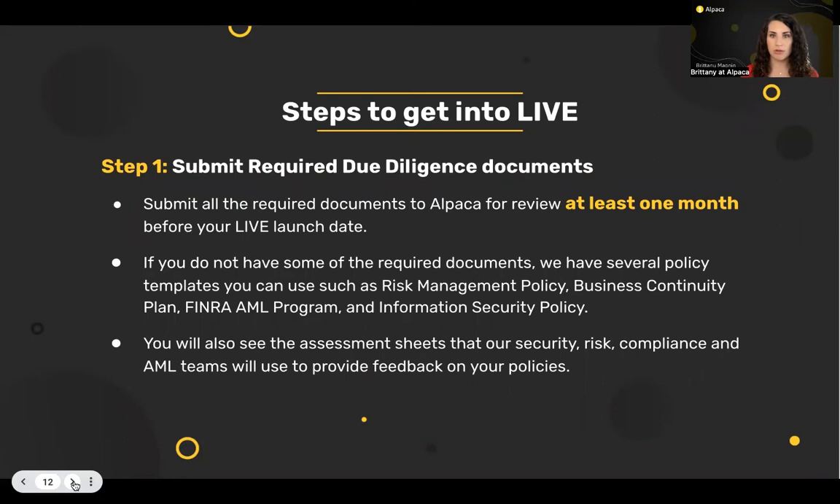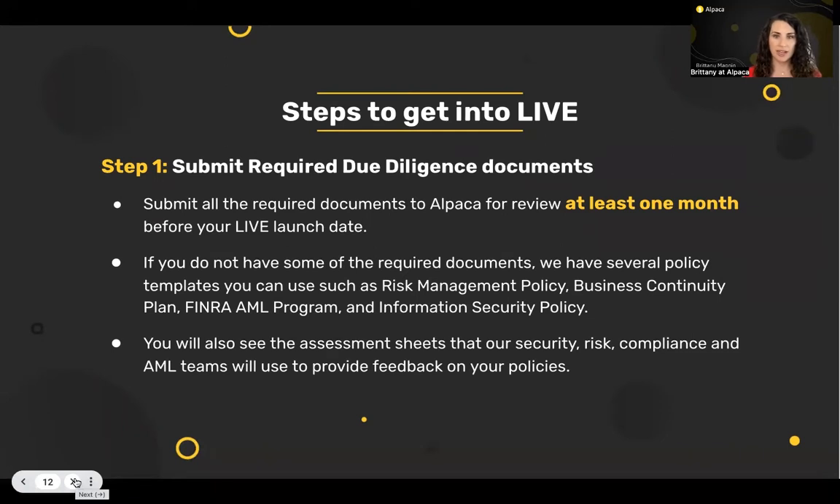We'll go through in a little more detail now the steps to take to go from limited live to live. Step one will be to submit some required due diligence documents. We'll go through in a minute, at a high level, what those documents look like, but you'll submit all the required documents to Alpaca for review, ideally one month before you launch into live. This will give us a sufficient amount of time to review them and for you to make any remediations.